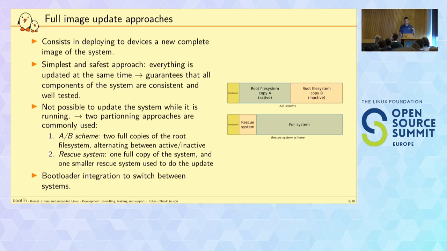So that's why you need two different partitions to boot on. You have two cases. You have the A/B scheme, where you have two full copies of the root file system, and you switch between them. One is active, one is inactive. Another way is to use a rescue system. You have a smaller root partition you can boot on when you want to flash an update, to flash the full copy of the update, but you still alternate between those two. You need some bootloader integration to switch between systems, and I'm just sharing the practical details about those.